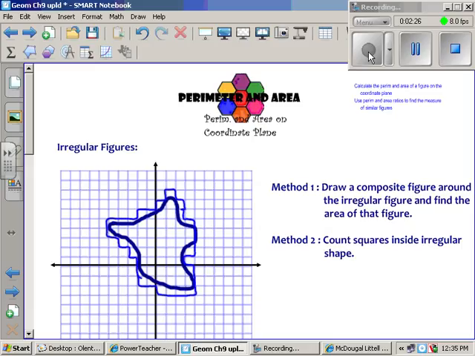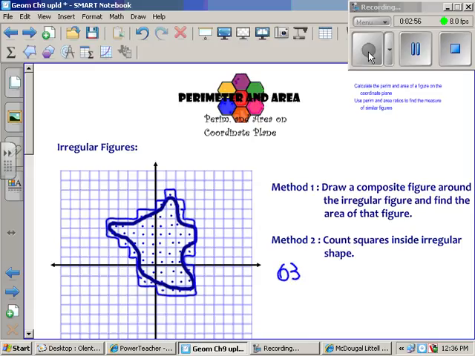So they just counted 1, 2, 3, and so on, up to 63. So that was 63.